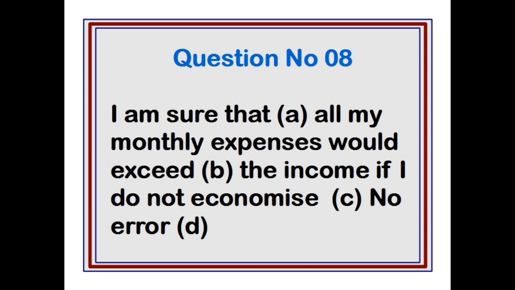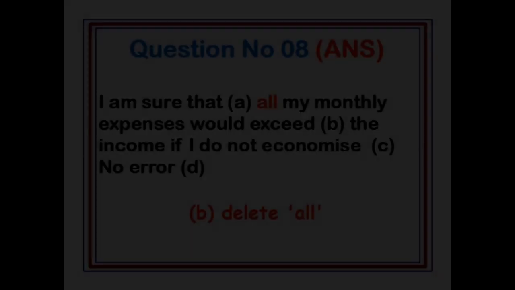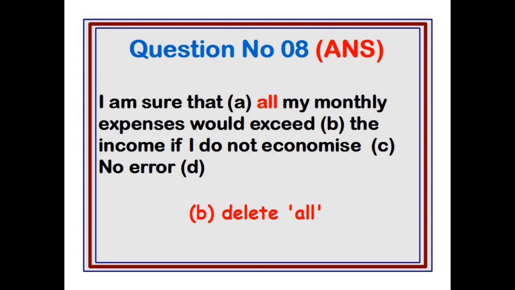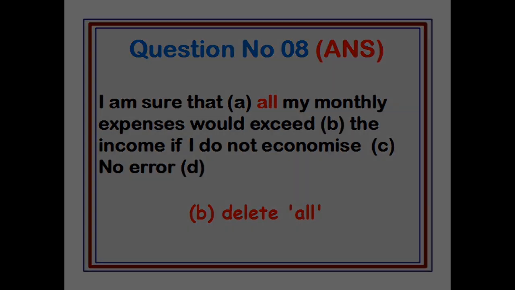All my monthly expenses. Now what does it mean by monthly expenses? You can see that everything is included in the monthly expenses. So if I say the word all again, it seems superfluous. So we have to delete this all from here. The sentence will be: I am sure that my monthly expenses would exceed the income if I do not economize. So here the error lies in the B part.